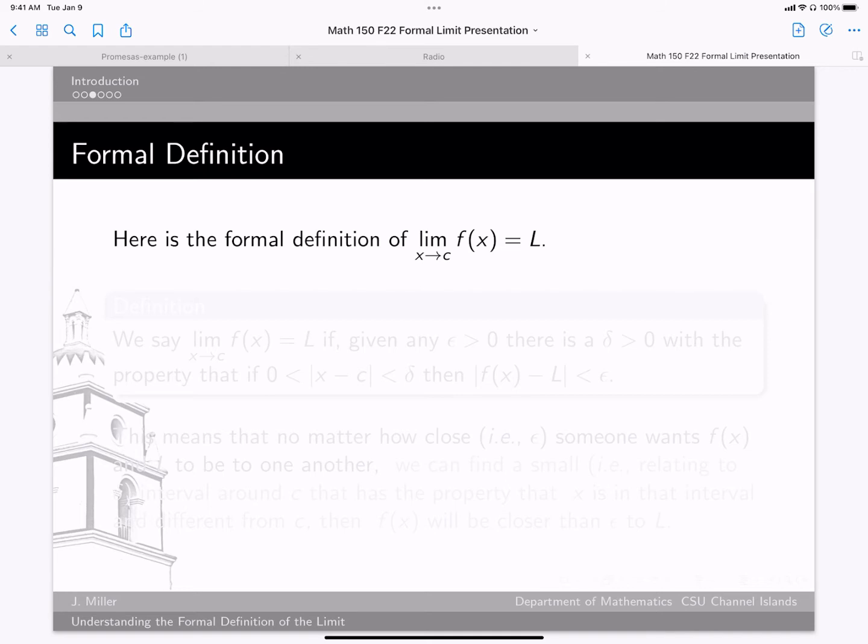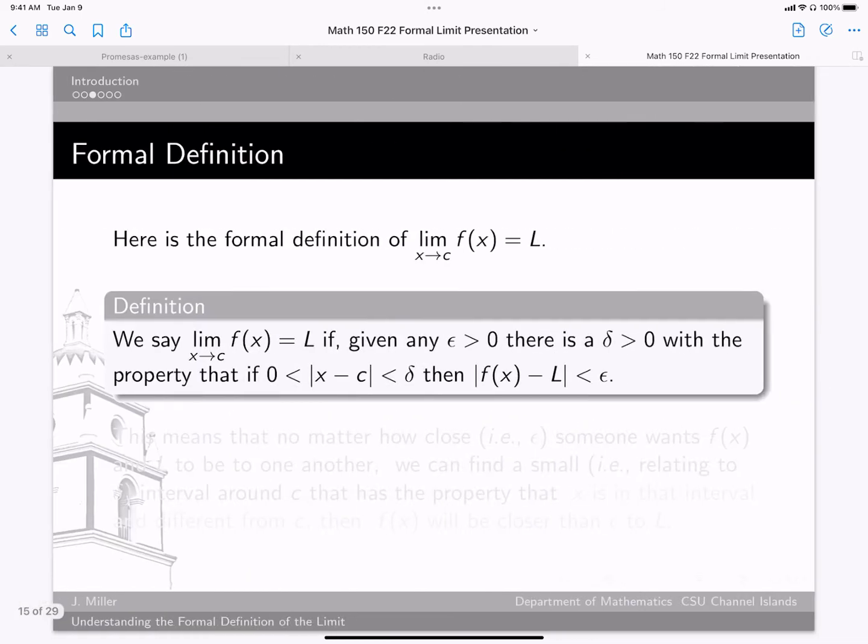So here's the formal definition of this limit statement. Now remember, our informal understanding of this is that as x gets close to c, the values of f of x get close to L. Here's what the 19th century mathematicians did to formalize that. I'll read it. We say the limit as x goes to c of f of x equals L if, given any epsilon greater than 0, there is a delta greater than 0 with the property that if 0 is less than the absolute value of x minus c is less than delta, then the absolute value of f of x minus L is less than epsilon.